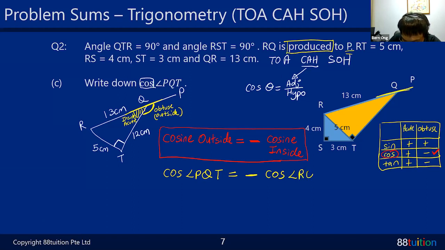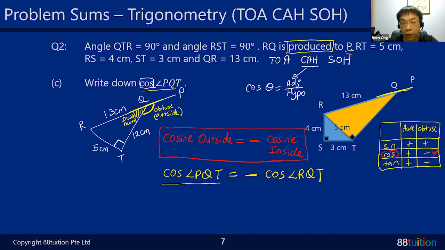Angle RQT, which is the acute angle, is the shaded one. Can you see now? That's how they are related. Cosine outside is the negative of the cosine inside. So the question is looking for cosine PQT. Cosine PQT is the minus of the cosine of RQT.